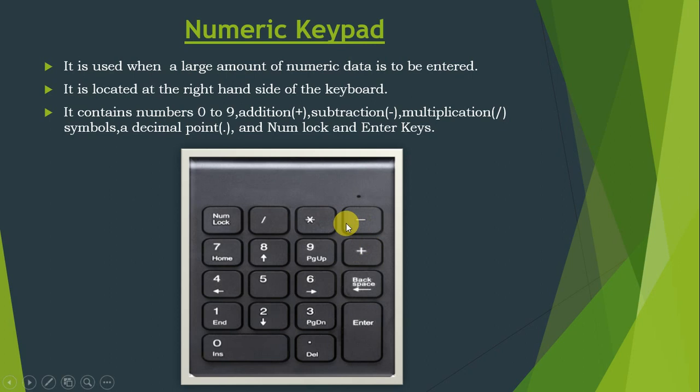It consists of the mathematical symbols plus, minus, multiply, divide. It consists of an enter key, a decimal point, and numlock. If you have to use this numeric keypad, you have to click on this numlock. When it becomes active, only and only then you will be able to type these numbers.